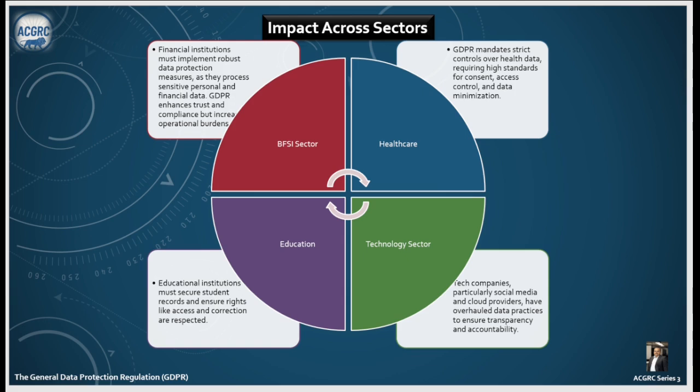In this sector, users have more control over their data. Under GDPR, users can access their data, correct wrong data, delete their data, transfer the data to other service providers, and also object to profiling or targeted ads. Example, a user can ask a social media platform to delete their account and all related data.